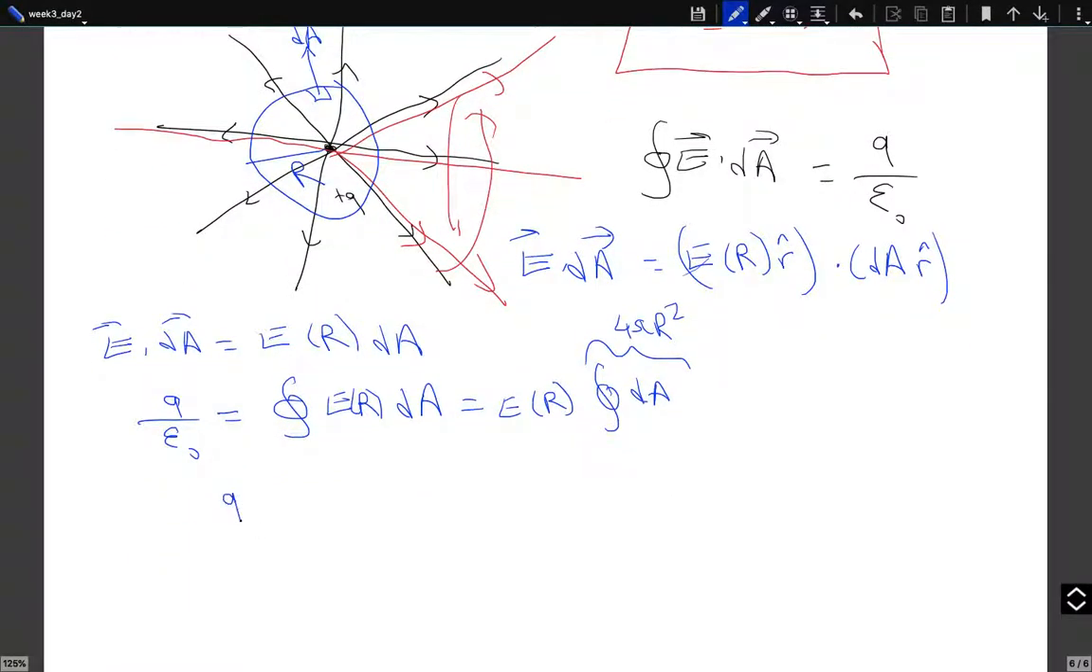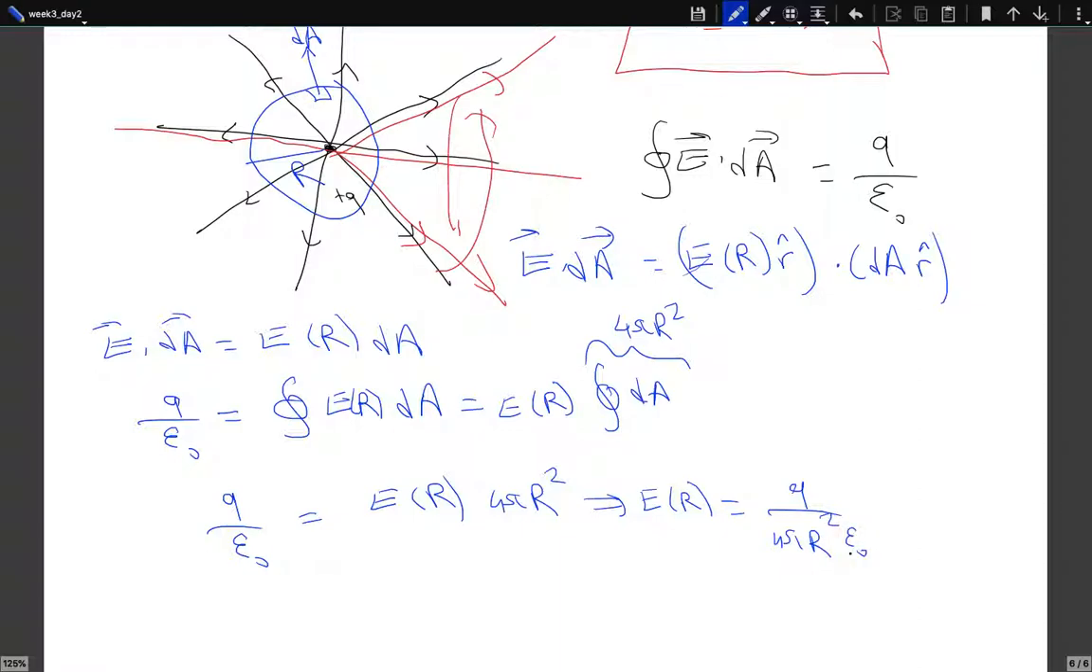So Q over epsilon 0 equals the magnitude of the electric field at a radial distance r times 4 pi r squared, or the magnitude of the electric field is Q over 4 pi r squared epsilon 0.